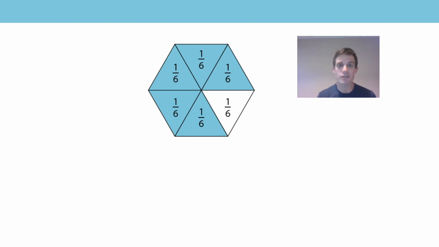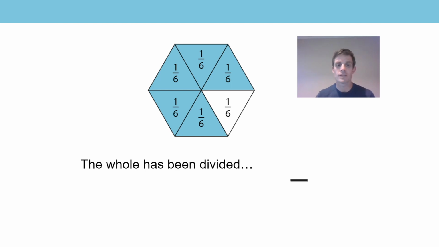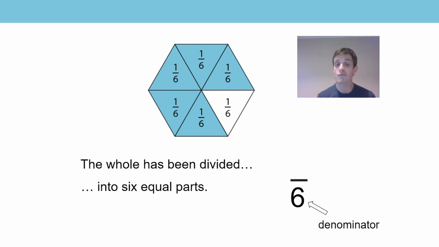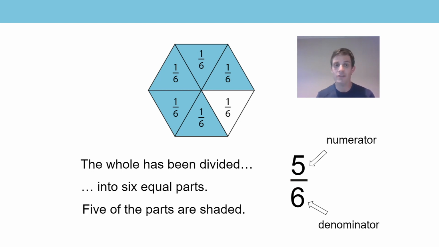Now let's see if I agree with you. So the whole has been divided. So we would place our division bar. And the whole has been divided into 6 equal parts. So we would put our 6 underneath the division bar. And 5 of the parts are shaded. So that would go above the division bar, just like I've got here. So well done if you got that right.